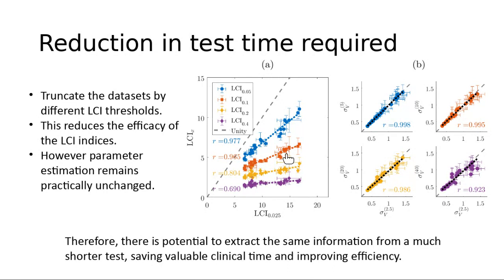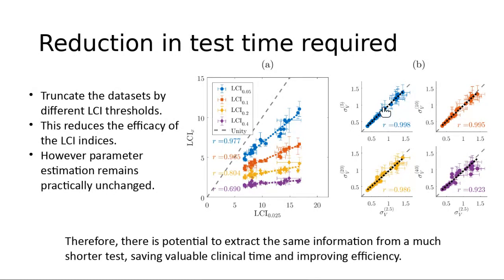So what this is showing on the left here is if we were to measure our LCI, which is our traditional measurement of ventilation heterogeneity, and cut that off at different cutoff points, so instead of our 2.5% cutoff, we do it at 5%, 10%, 20%, or 40%. We see that our correlation to the original LCI drops and drops and drops.